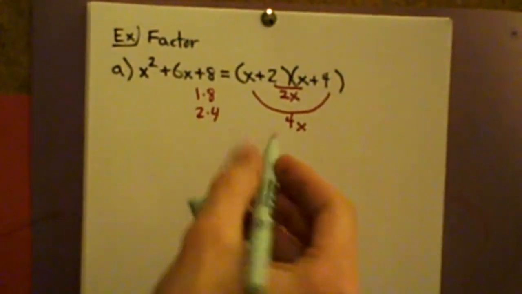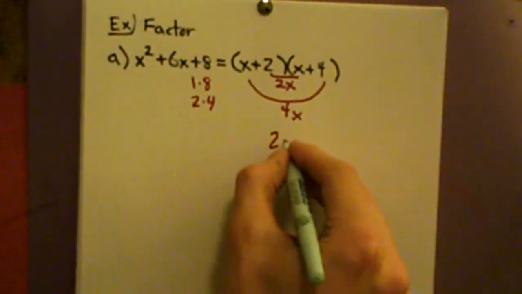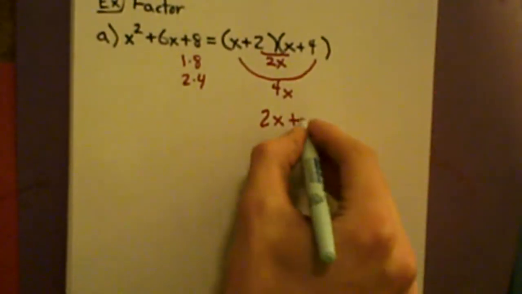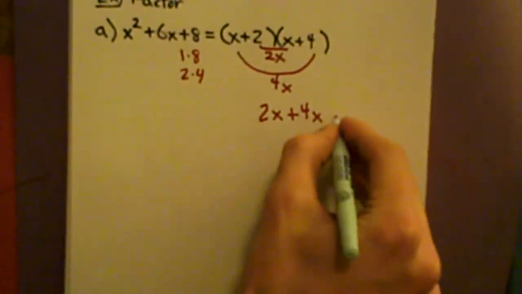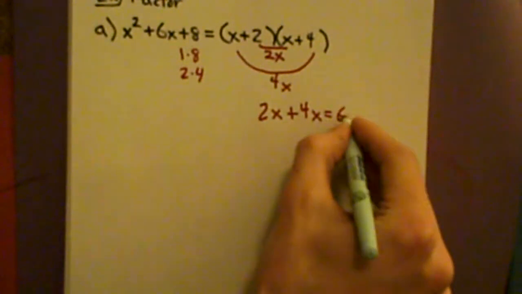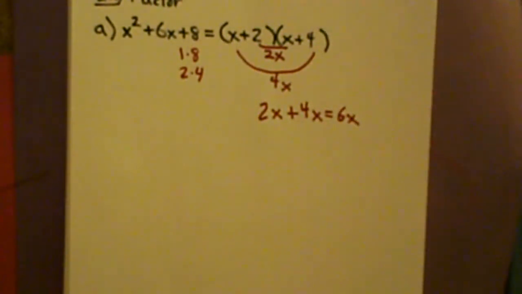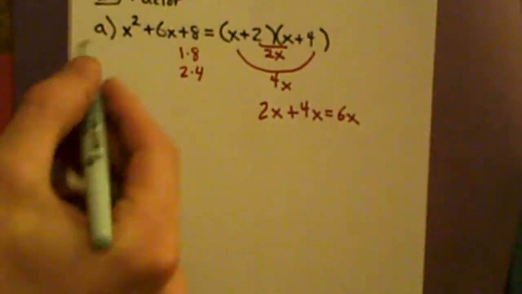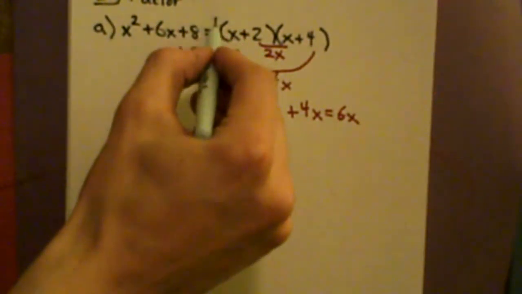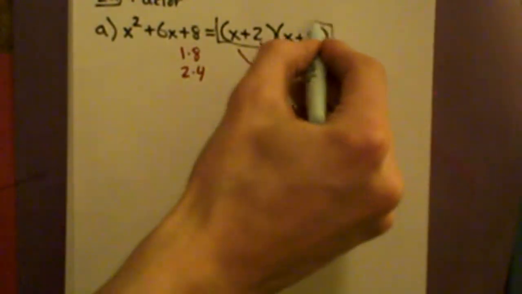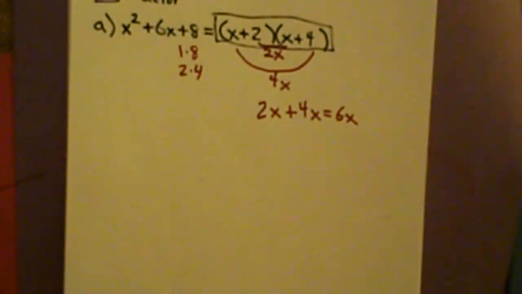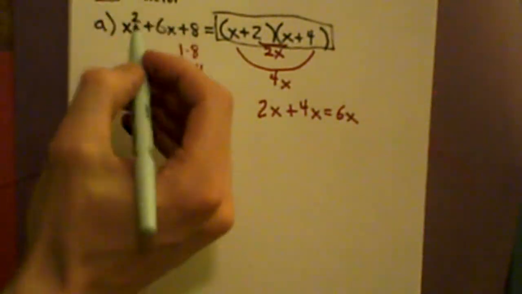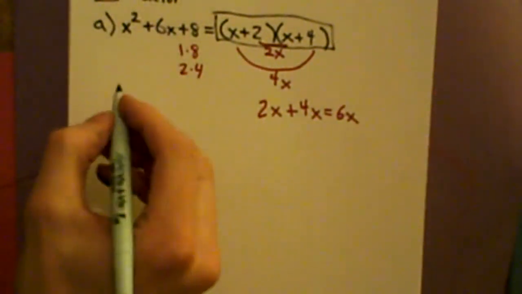And sure enough, it turns out that 2x plus 4x is the 6x that we wanted. All right, so this is the answer we were looking for. Our final answer is x plus 2 times x plus 4, because when we actually multiply that out, it gives us the trinomial that we started with. Let's take a look at another one.